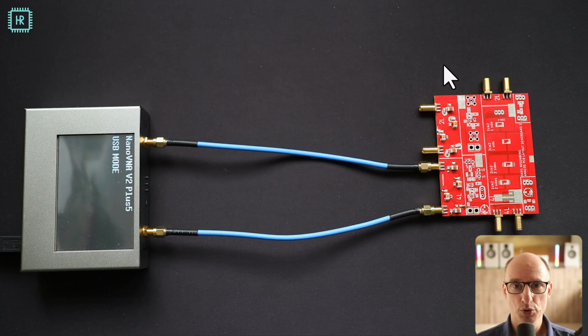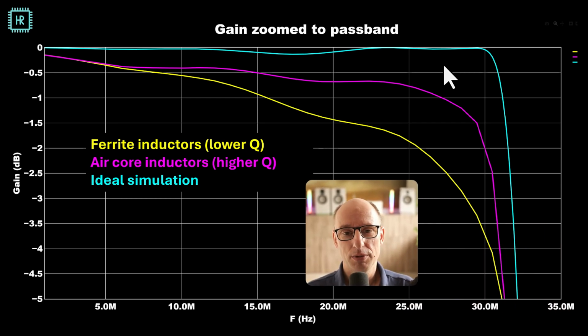For the measurements I'm using my trusty nano VNA, which I've got connected to a computer, and I do the data processing in Python. Now these are the measurement results for the passband, and you see here exactly what you expect. So the light blue line is the ideal simulation that I did with Schematics. The purple line is what you get with low loss, high Q air core inductors, and the yellow line is what you get with lower Q ferrite inductors. So you clearly see that if you want really good performance, you really need a high Q factor.